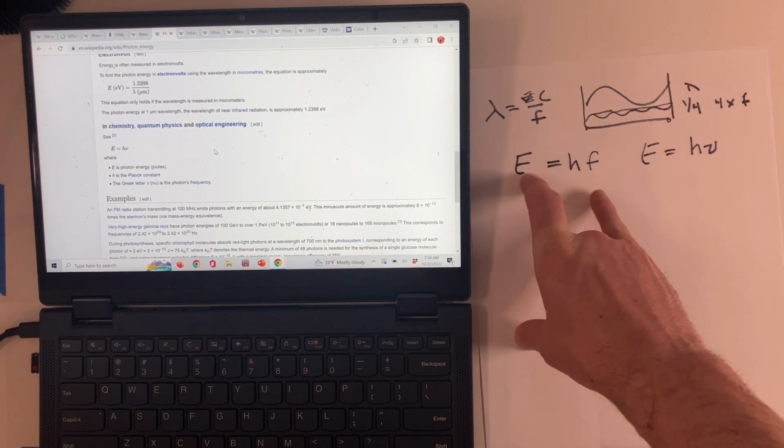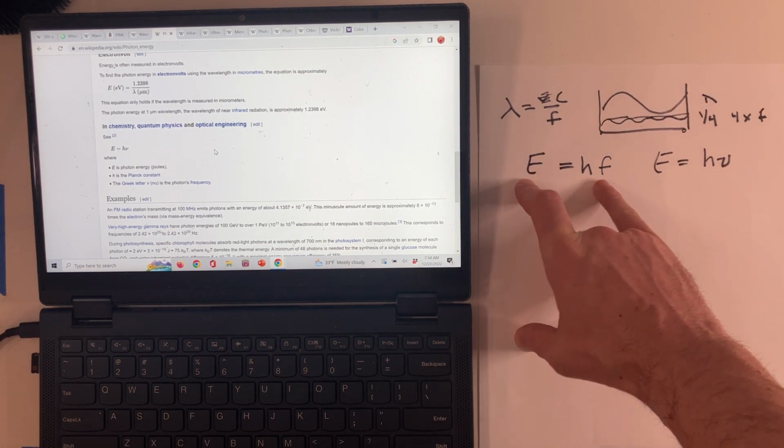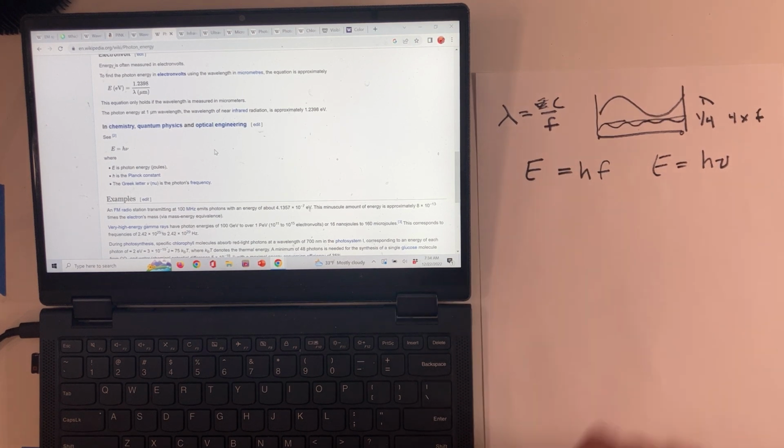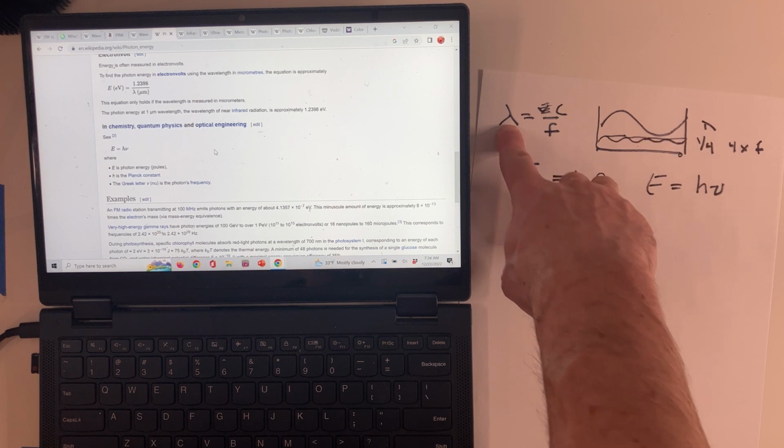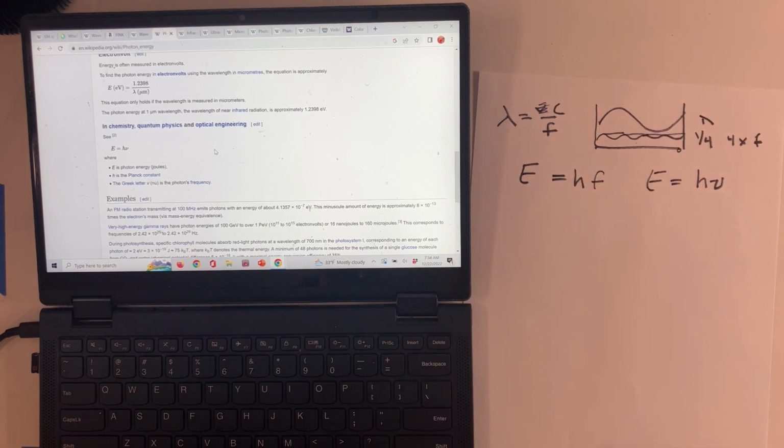And so we can therefore determine that the energy of a photon is going to be proportional to the frequency of that light. And again, the frequency of the light is determinable based on the wavelength.